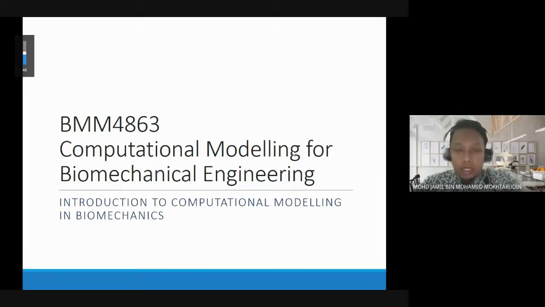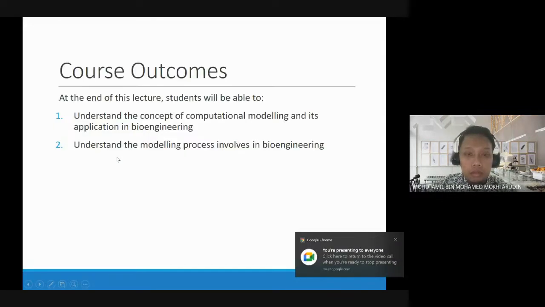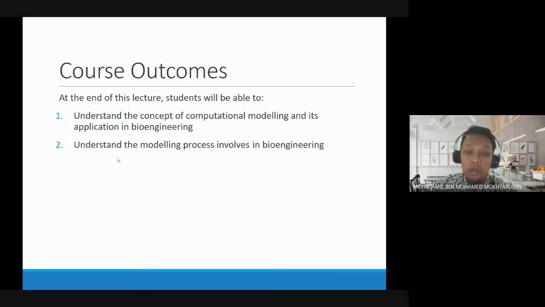Okay, so for today, we will cover lecture 1A and also some part of lecture 1B regarding the tutorial on MATLAB. Lecture 1A is about the introduction to computational modeling in biomechanics. At the end of this lecture, students will be able to understand the concept of computational modeling and its application in bioengineering, and understand the modeling processes involved in bioengineering.